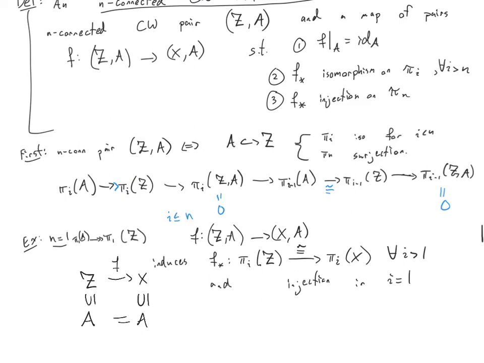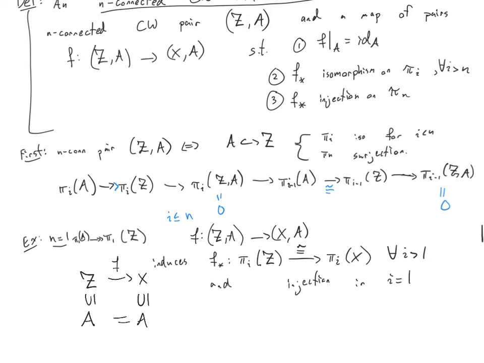So you could probably extend this definition of n-connected pair to n equals 0 as well, and all that says is that it will be a surjection on pi 0, so that would mean that A's connected components surject onto Z's connected components. So in that case, you would end up with an isomorphism on all higher homotopy groups in high degrees.